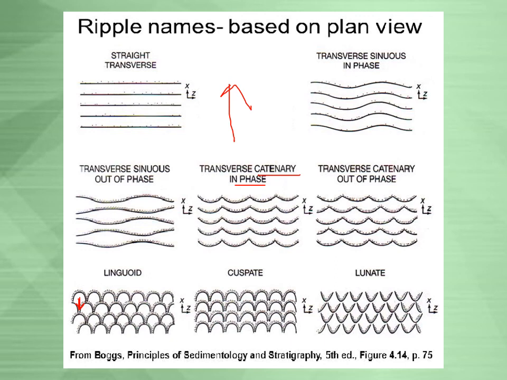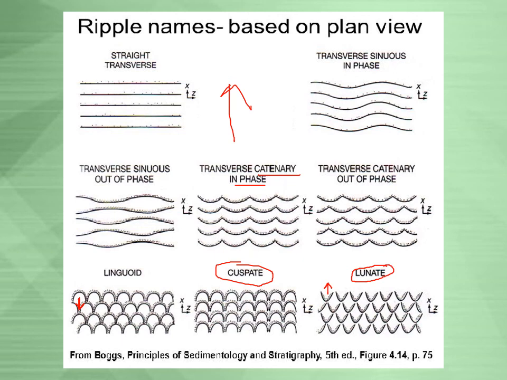Almost the same type is the cuspate type, but here the crest lines are joined together. That means here the crest lines are continuous. For linguoid ripples, the crest lines are discontinuous. So the same thing, the cup-shaped ripple crest lines whose openings are opposite to the fluid direction but with continuous crest lines, these ripples are known as cuspate ripples. And the discontinuous cup-shaped crest lines, here the crest lines are not connected to each other, and the openings of these cup shapes are towards the flow direction. These kinds of ripples are known as lunate ripples.